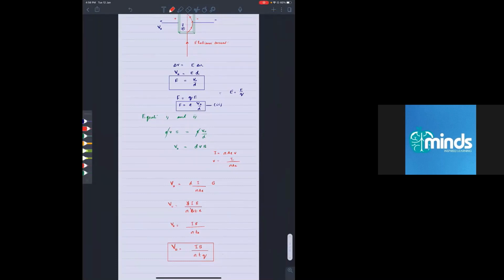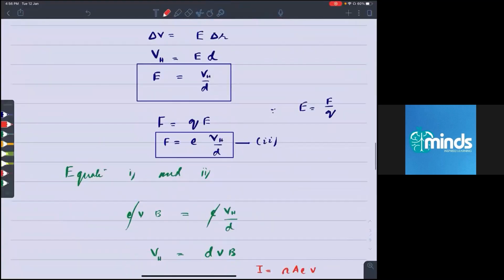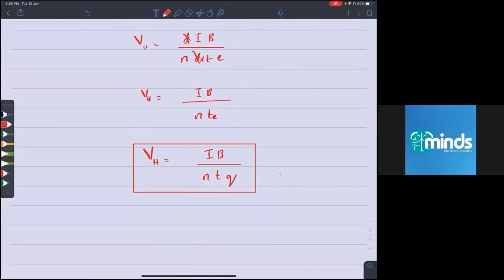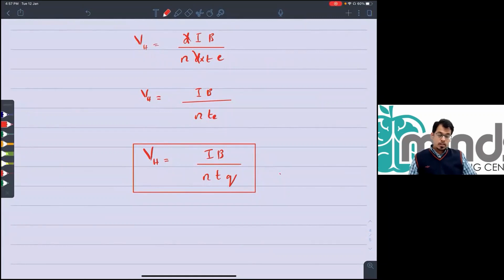Okay, if everything is clear, tell me one thing. No doubt, Hall voltage will be a very small value. If you look at this equation, I is the current, B is the strength of the field, T is thickness, Q is charge. N is the electron density or charge density. If we have a larger value of N, will Hall voltage be more or less? It will be less, because they are inversely proportional to each other.